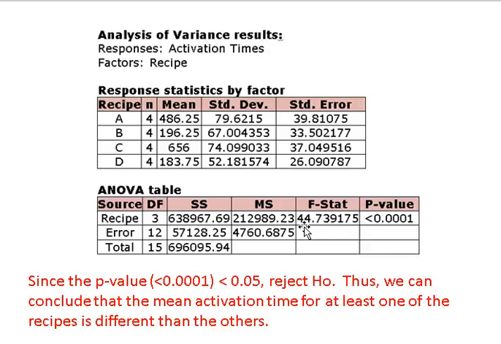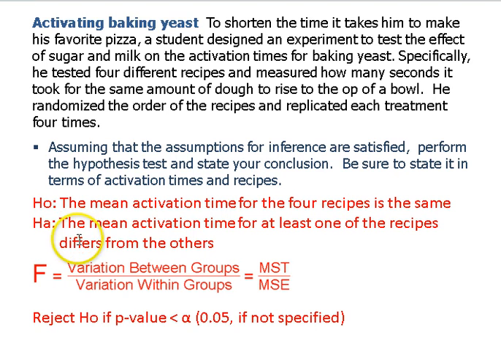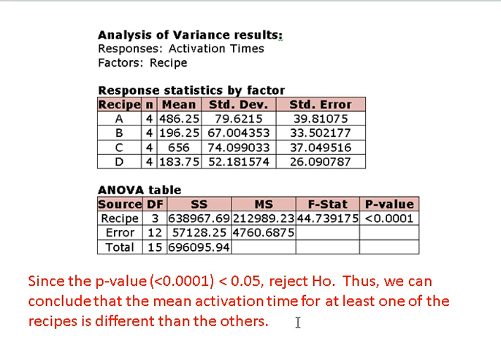So if the groups are truly equal, the likelihood of seeing an F ratio of 44 is less than 0.0001. In other words, this is very rare to find if the means of the groups are truly equal. So just like we've done with other hypothesis tests, we'd say since the p-value, which is less than 0.0001, is less than 0.05, we're going to reject H0. If we reject H0, we go back to the alternative and accept HA. So we conclude that the mean activation time for at least one of the recipes is different than the others. And that's the hypothesis test.